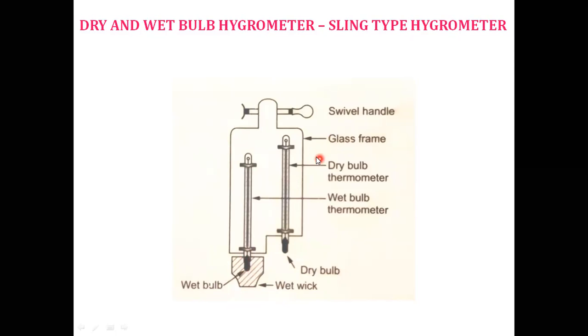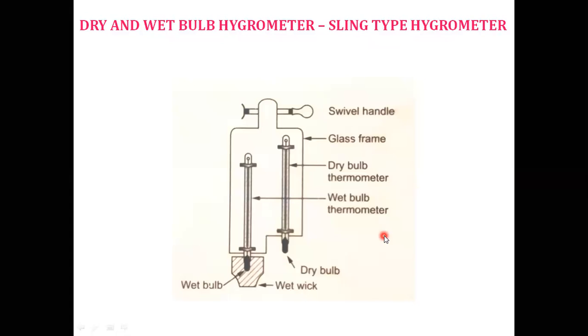Okay. And this structure is the swivel handle. We can call this handle the swivel handle. First one is the glass frame. Next are the dry bulb thermometer and the wet bulb thermometer. The dry bulb is not placed in any sort of structure, therefore we call this bulb the dry bulb. Whereas this is placed in a wet structure, therefore we call this the wet bulb, with the wet wick, and the swivel handle. This is the constructional part of the dry and wet bulb hygrometer.